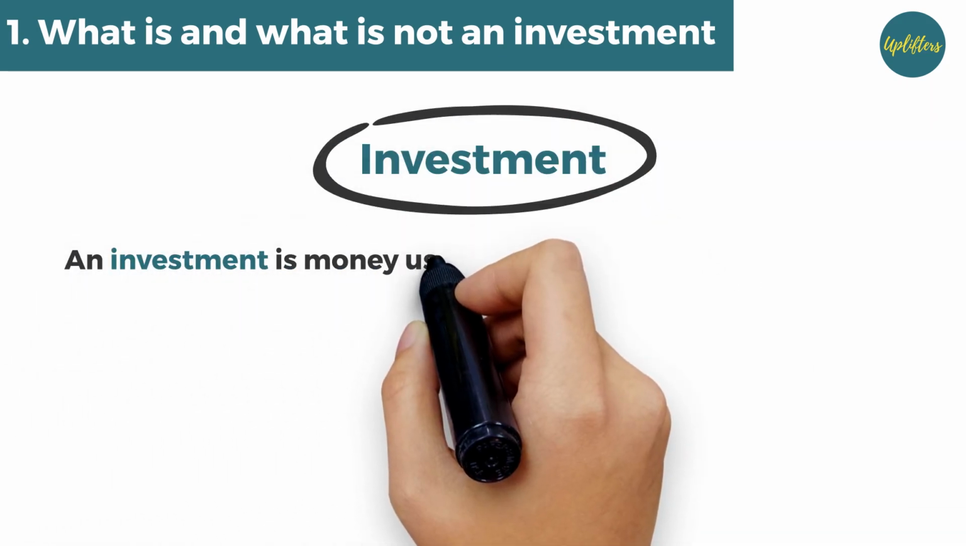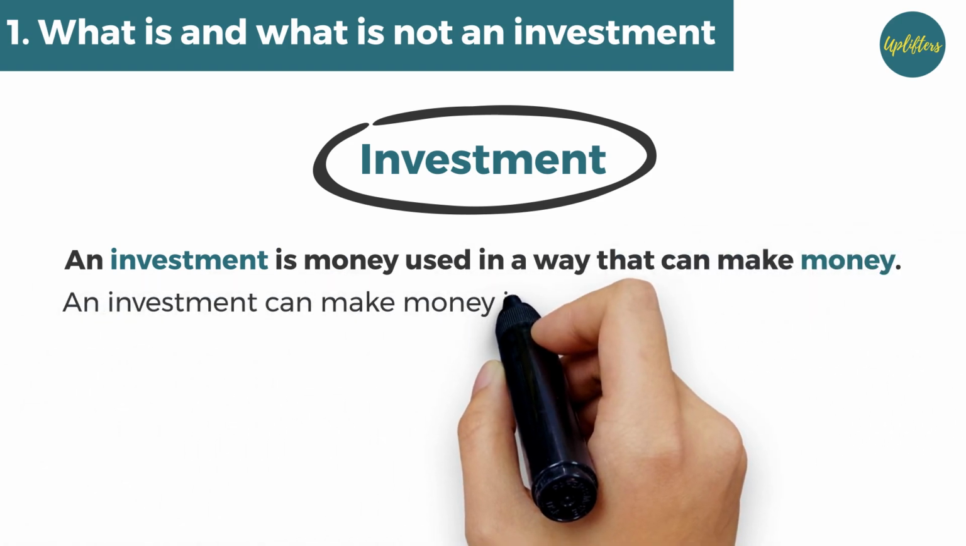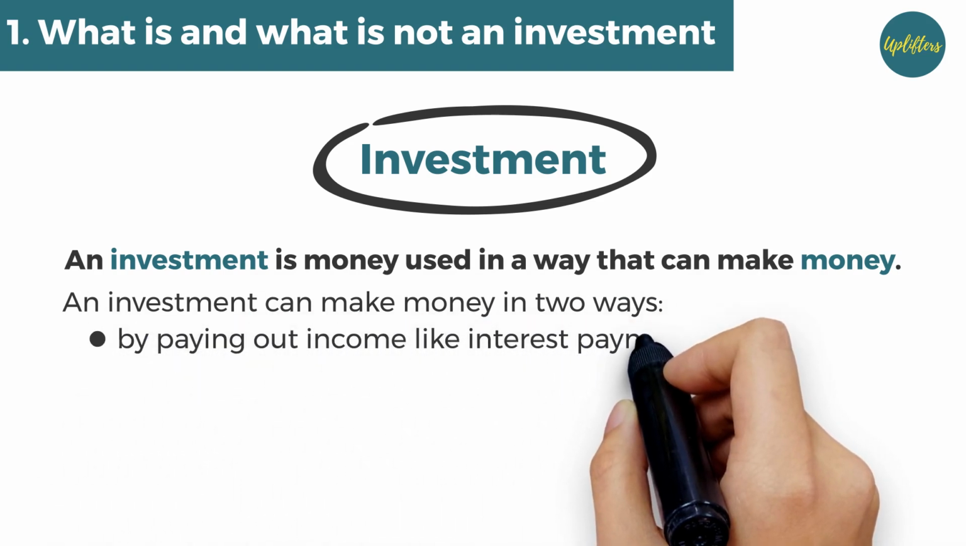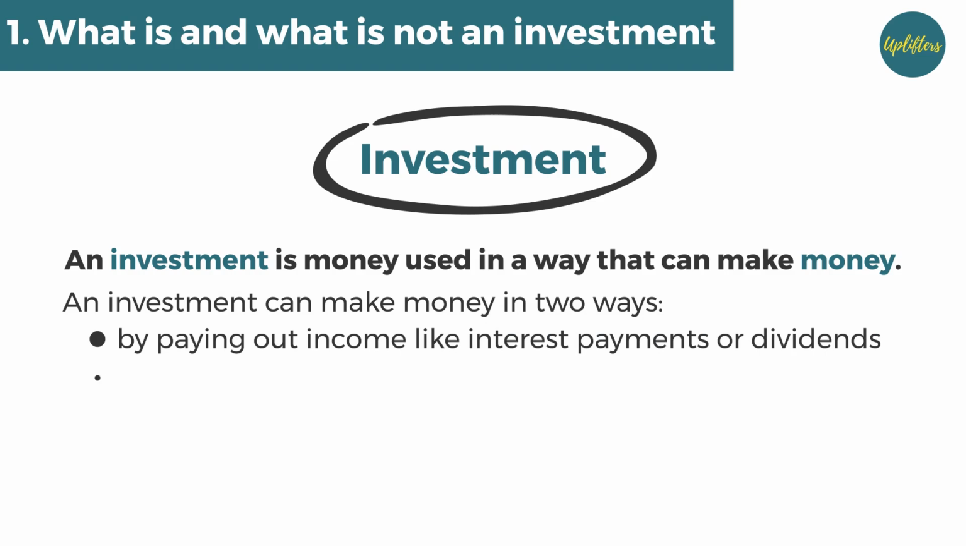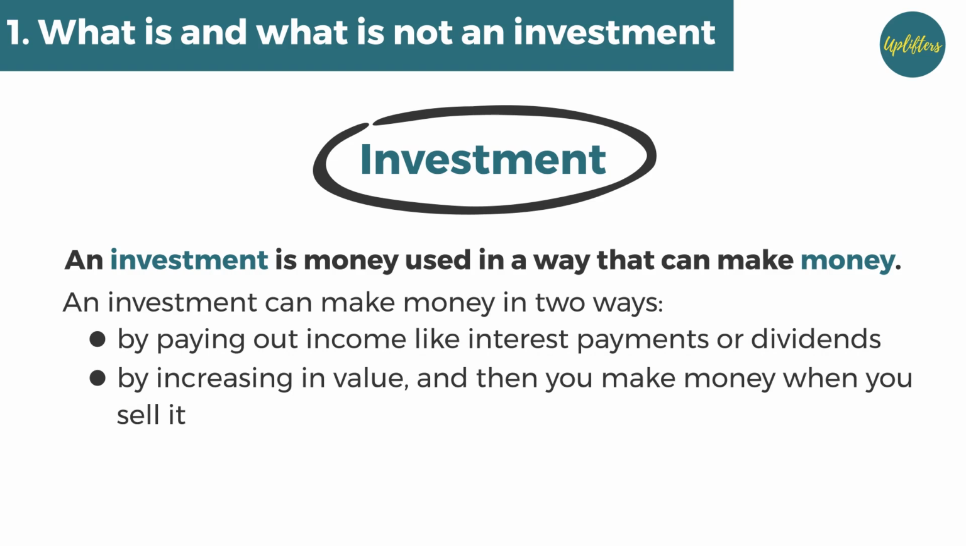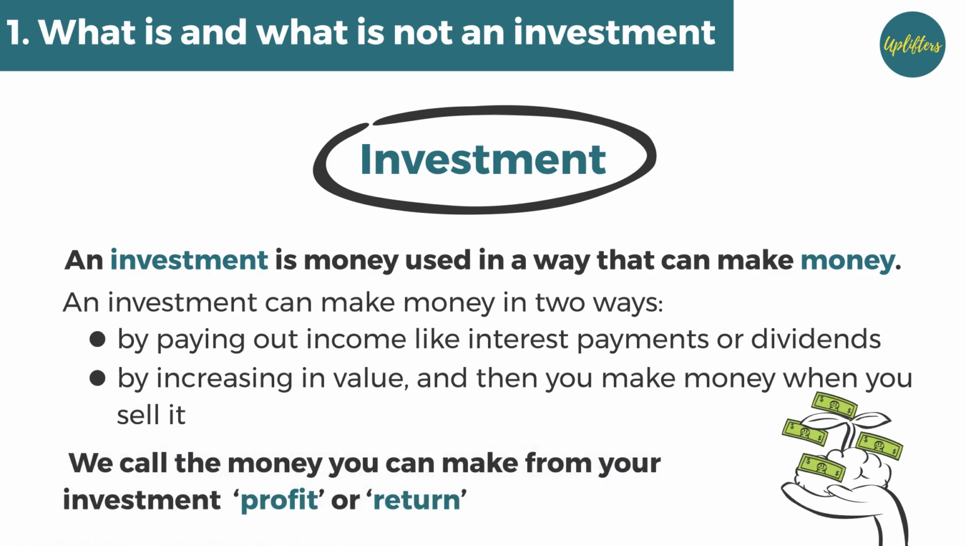An investment is money used in a way that can make money. An investment can make money in two ways. 1. By paying out income like interest payments or dividends. 2. By increasing in value, and then you make money when you sell it. We call the money you can make from your investment your profit or return.